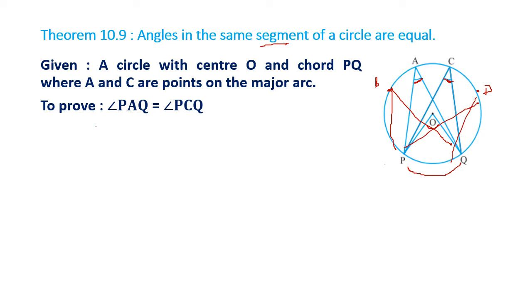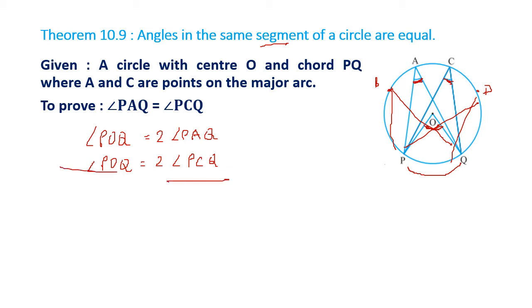We know angle POQ equals twice angle PAQ. Also we can write angle POQ equals twice angle PCQ. Why? The angle at the center is double of this. The angle at the center is double of this. But the left side is equal, so these should also be equal. So if you cancel the 2 and the 2, you get angle PAQ equal to angle PCQ.